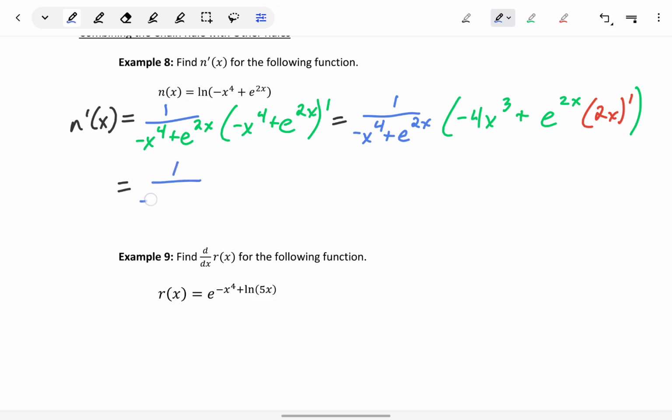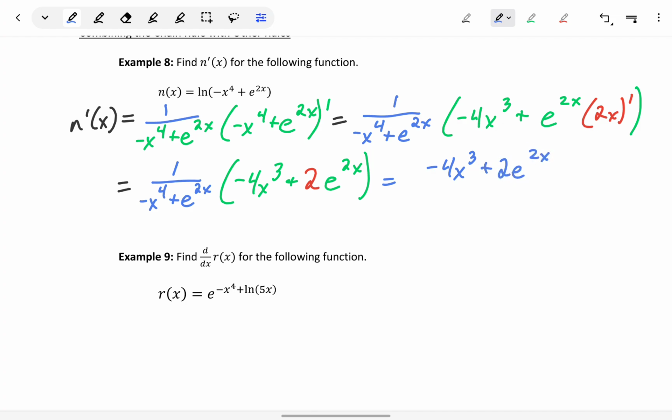Meaning we have 1 over negative x to the fourth plus e to the 2x times negative 4x cubed. And then once we take the derivative of 2x, that will be 2. So we'll get plus 2e to the 2x. From there, we could just condense this down and write that second factor as the numerator of our expression to get negative 4x cubed plus 2e to the 2x all over negative x to the fourth plus e to the 2x.